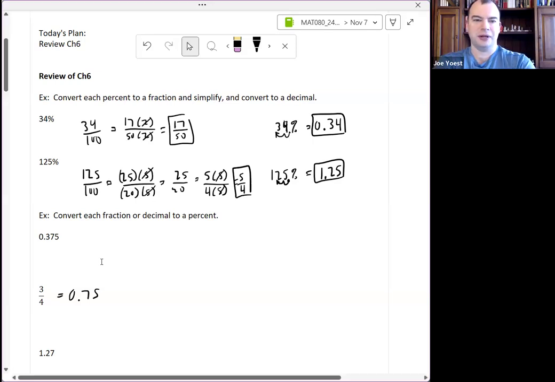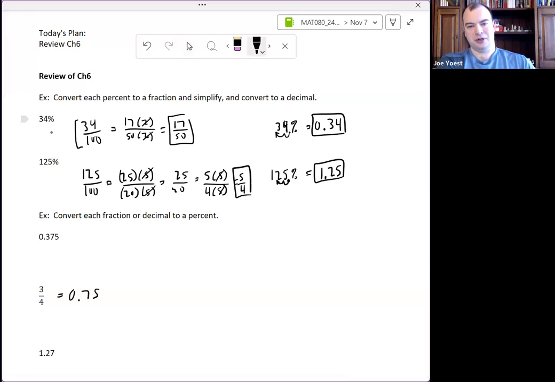Okay, let's quickly run through these problems. So for the first two, I wrote out the solutions up here. So 34%, we know that percent means part of 100, per 100. So that's the fraction 34 over 100. And we can simplify that. We note that numerator and denominator are even, so we can factor out a factor of 2 from both, divide that out. We get 17 over 50 for the simplified fraction.